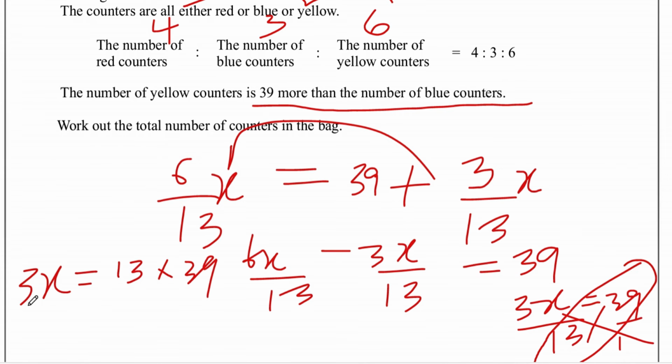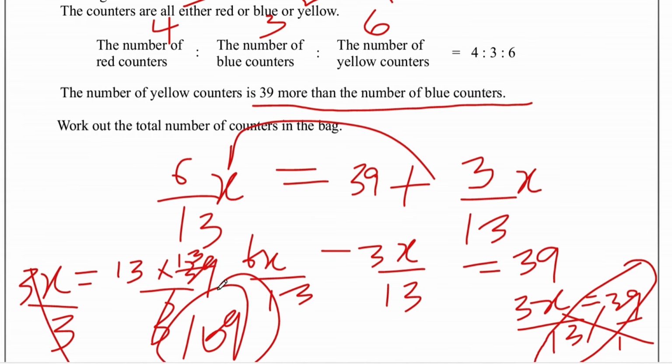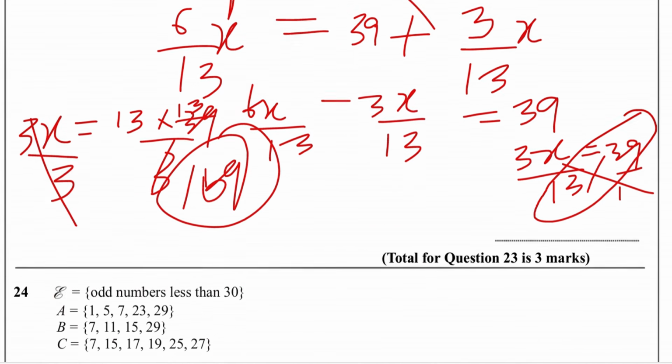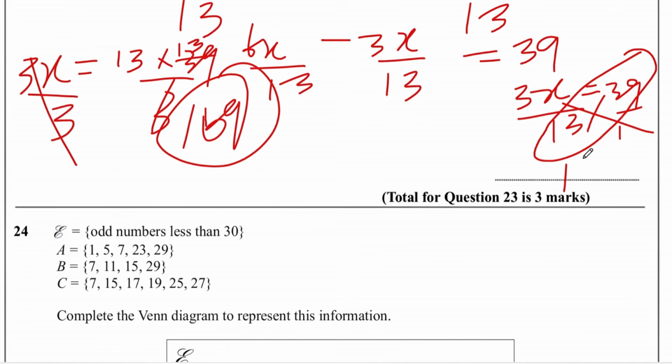So then divide both sides by 3. 3 divided by 3 is 1. And 3 in 39, then divide, and that will give you 13. So you're left with 13 times 13, which is 169. So that tells you that the total number of counters was 169.